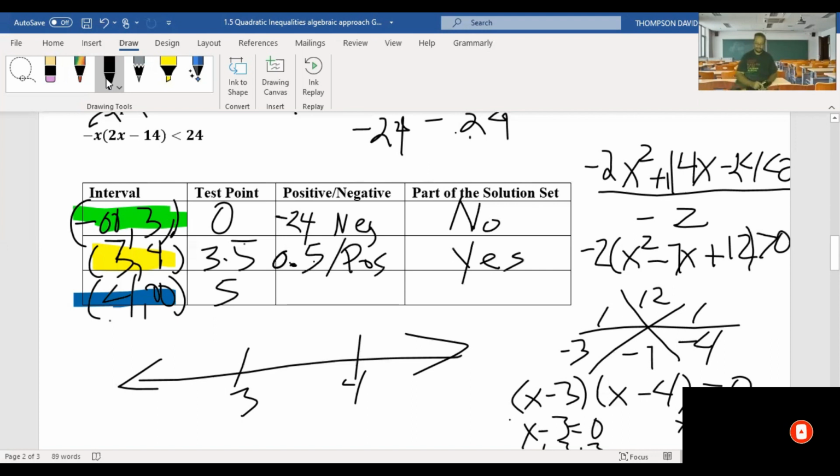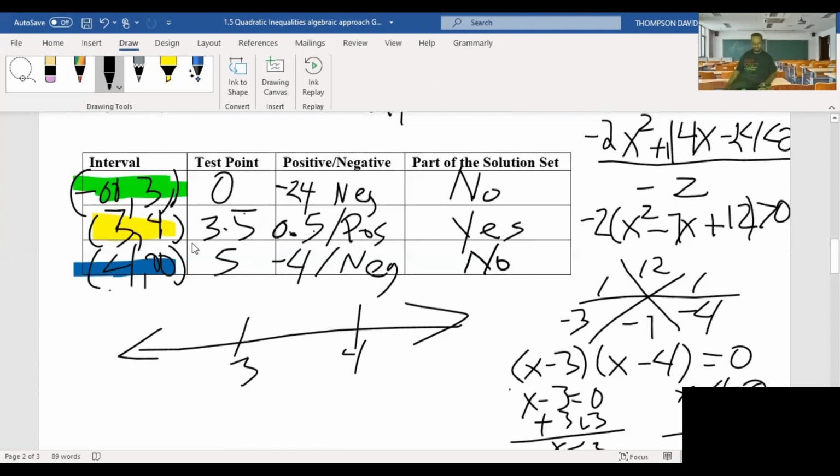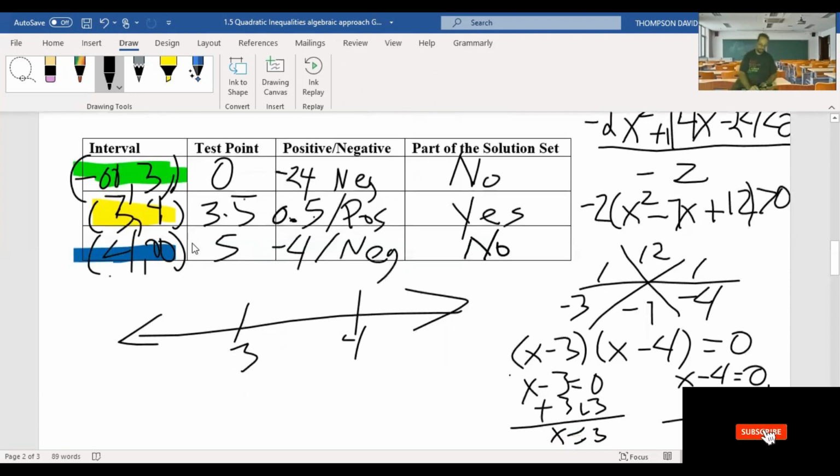And then last but not least, we tried 5, negative 2, parentheses 5 squared minus 7 times 5 plus 12. That gives me negative 4, which is negative. And no, that is not part of the solution set. So our solution set is just from 3 to 4, and we're done.